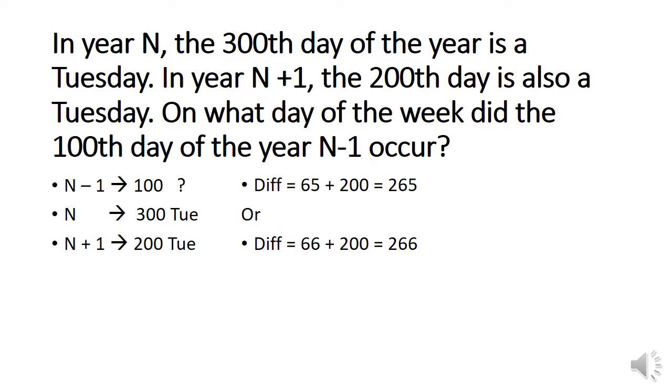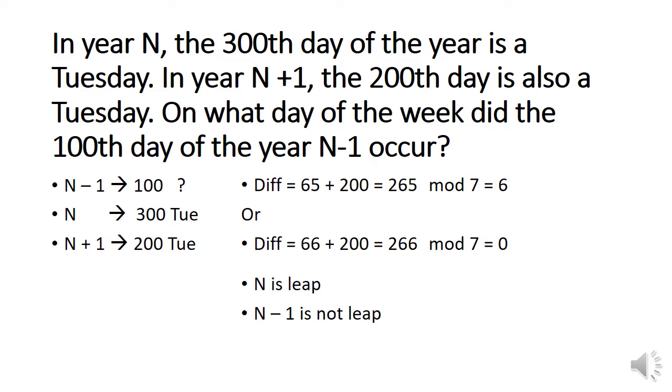In order to get both Tuesdays, this means that the week ended and there are no remaining days. So if we take mod 7 for both of them, 265 mod 7 is 6, 266 mod 7 is 0. This means that year n was a leap year. This also means that the year n minus 1 was not a leap year.